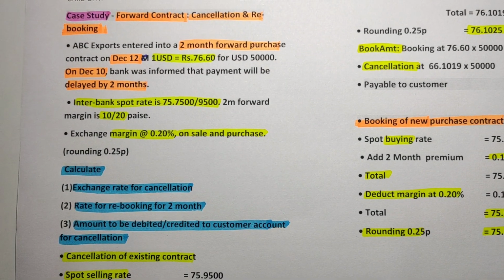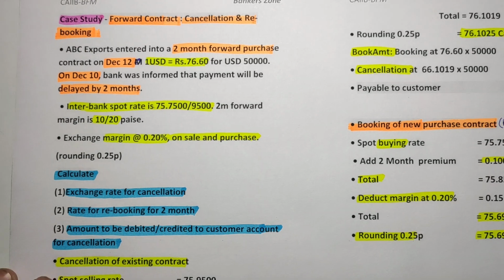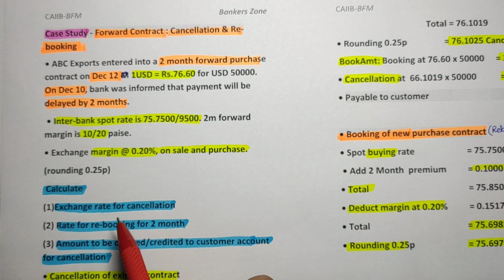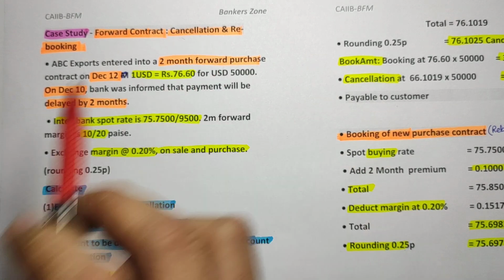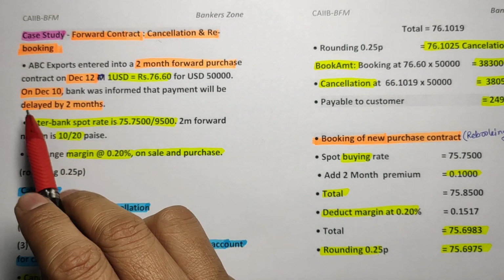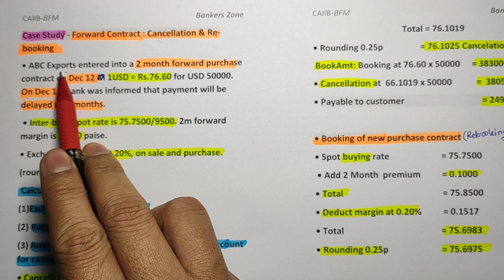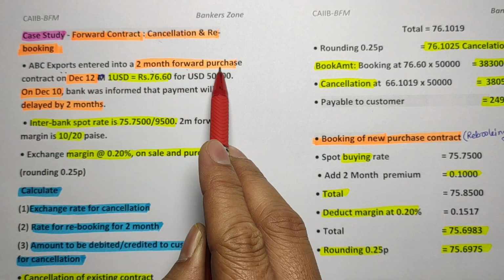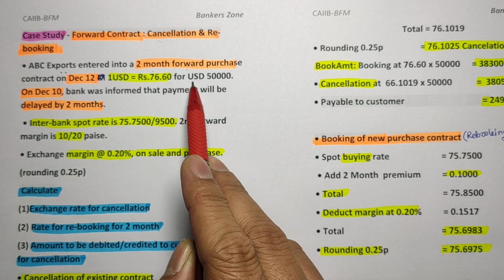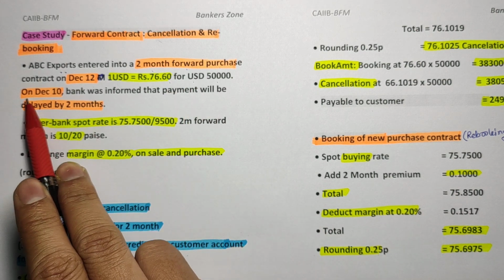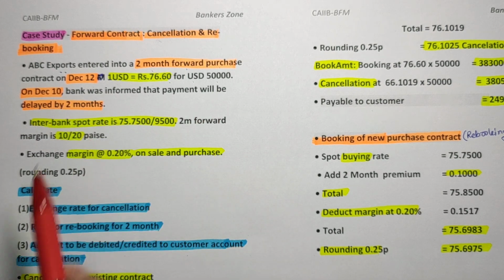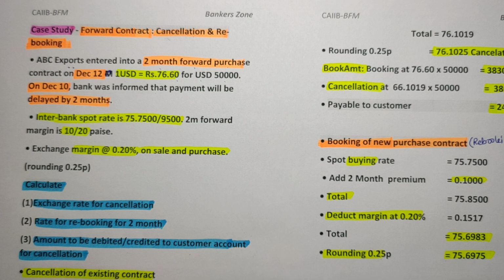See friends, the next case study is about forward contract cancellation and rebooking. If the contract has been cancelled, how to deal with that case is very important. The ABC Export company entered into a 2-month forward purchase contract on December 12, at $1 equal to 76.60, for US dollar 50,000. On December 10, the bank was informed that the payment will be delayed by 2 months. Remember what the case is.